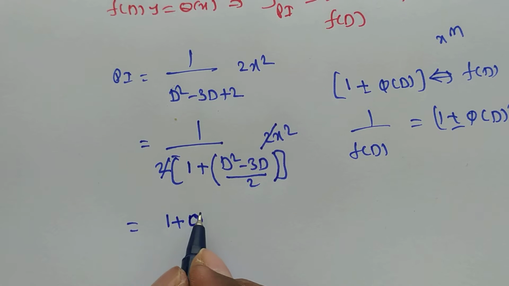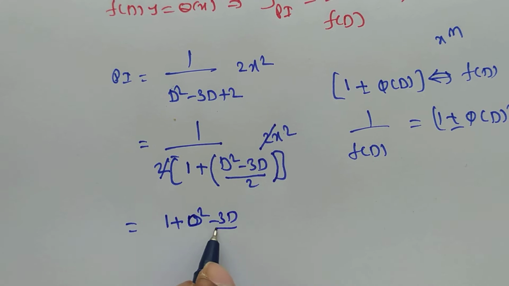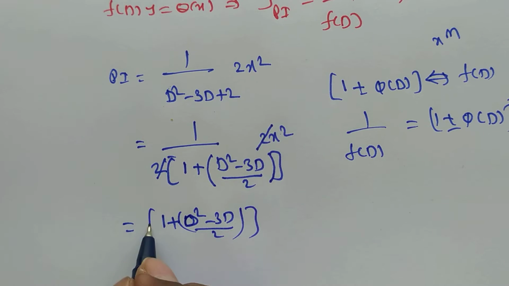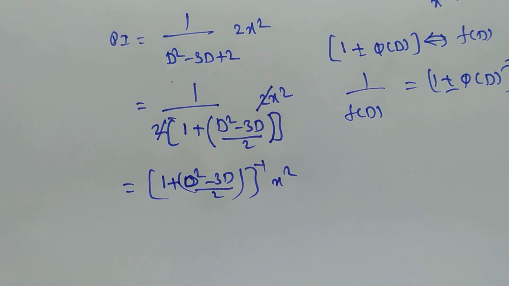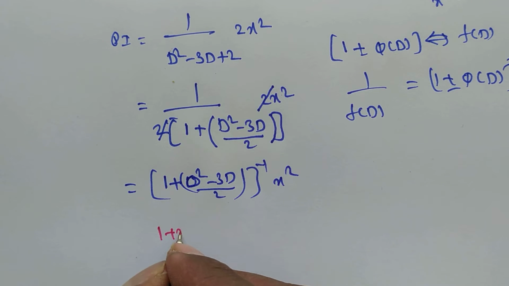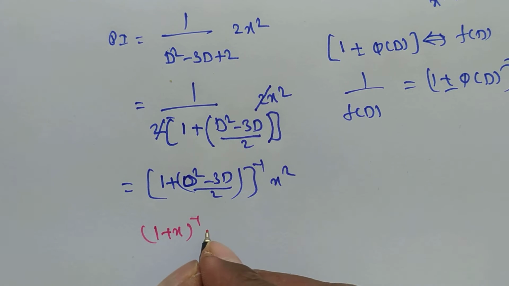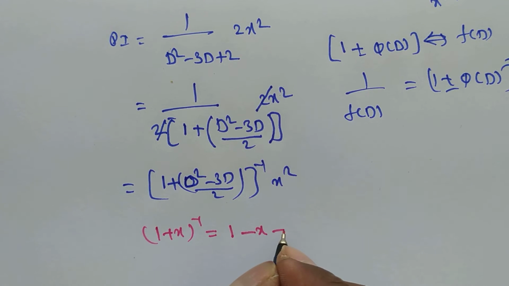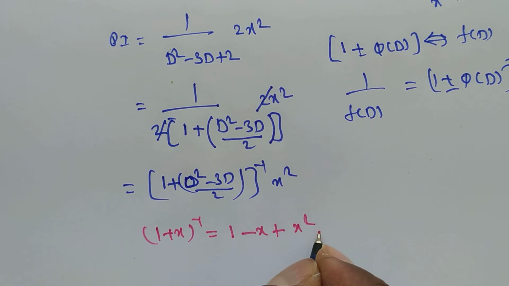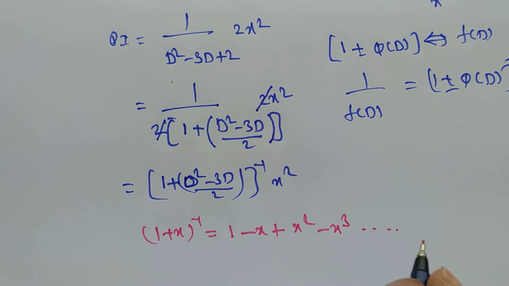That is (1 plus (d square minus 3d)/2) whole inverse into x square. Now this is in the form of (1 plus x) whole inverse. In the (1 plus x) whole inverse expansion, what do I have? 1 minus x plus x square minus x cube and so on.